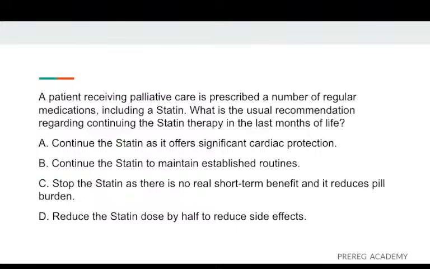What about fibrates? Do fibrates interact with statins?